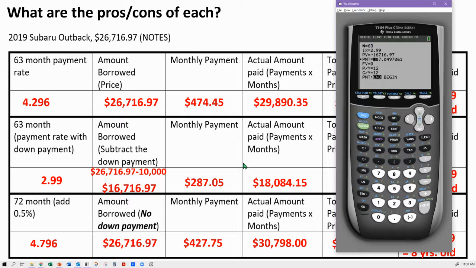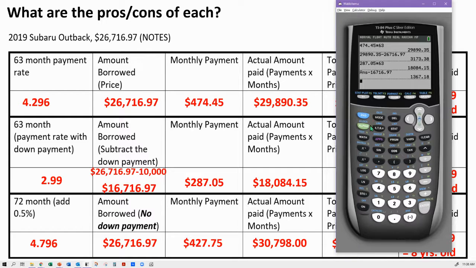Again, take that value, so 287.05. So quit back out, 287.05 times 63 is where I get my 18,084.15, and then subtract that by the original amount we borrowed, and that gets me the total interest. So that was the total interest that we will pay for this car.